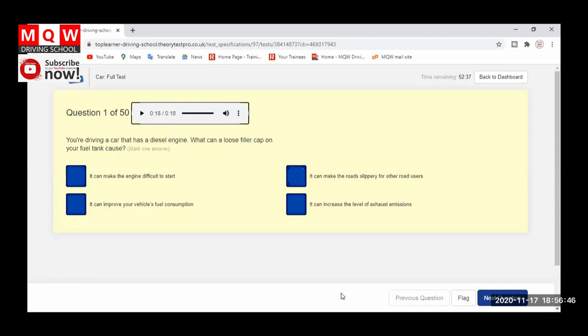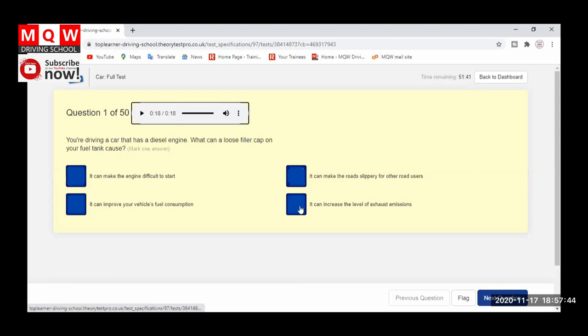Next, it can improve your vehicle fuel consumption. How can it improve? Did a fuel tank cap ever improve the performance of your car? No. So all go wrong. So what's left? It can increase the level of exhaust emission. That means your silencer will try to burn the fuel in a different way because air is also entering the fuel tank. So it will burn the fuel in a different way and give pollution in the air through the exhaust, so it will increase the level. So that can be the answer, right?